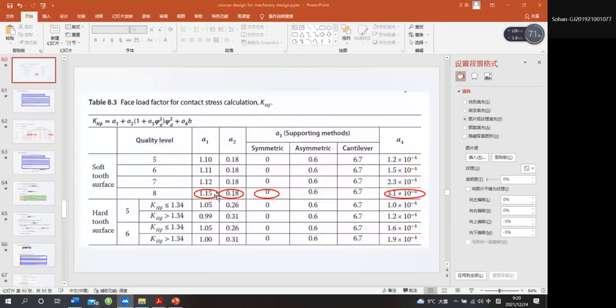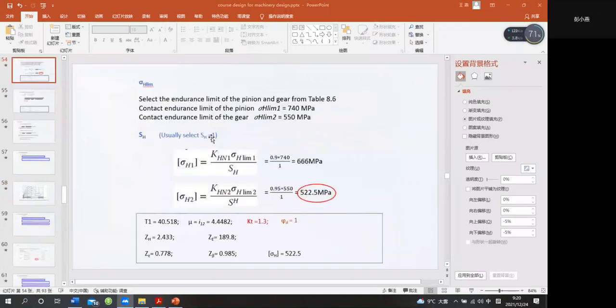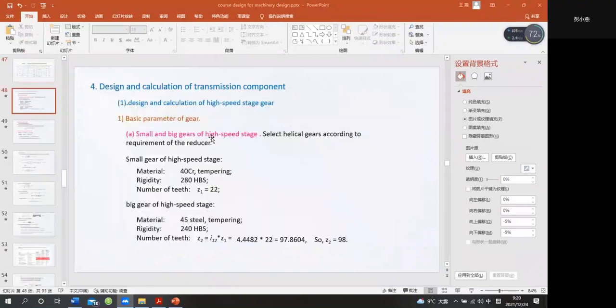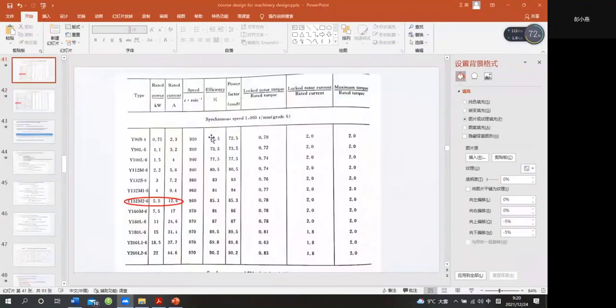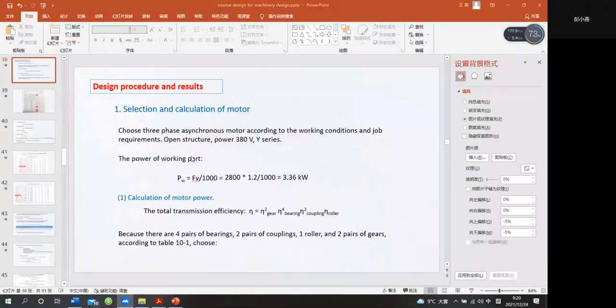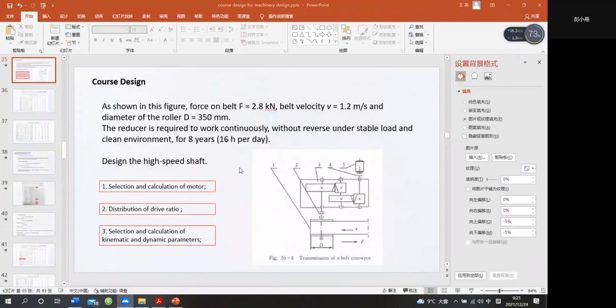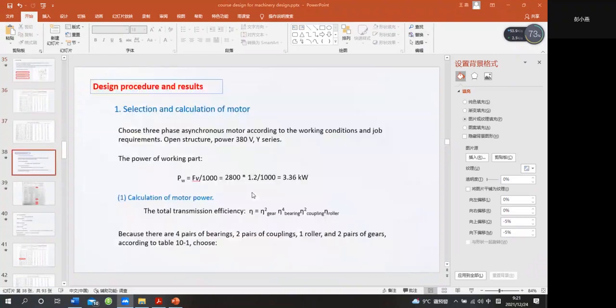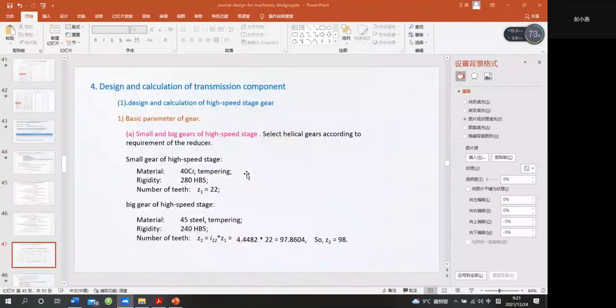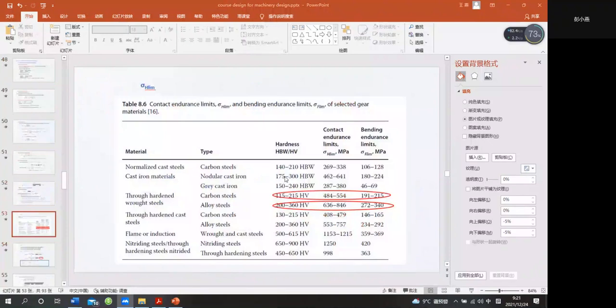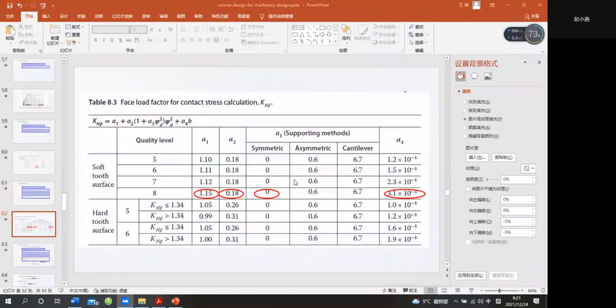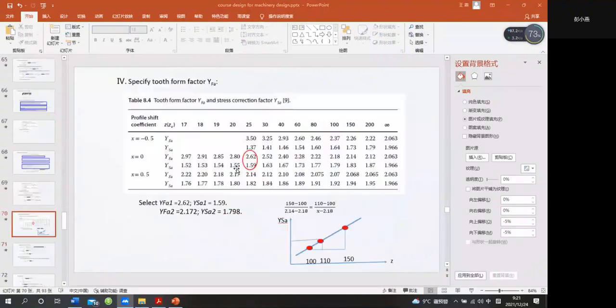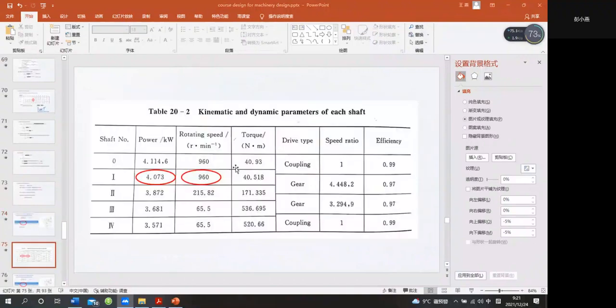Okay, and these calculations are for your course design. You can refer to these calculations in the PPT, and this is your course design, okay? You can refer to these calculations and choose different values, okay? And then this is for the gear design.